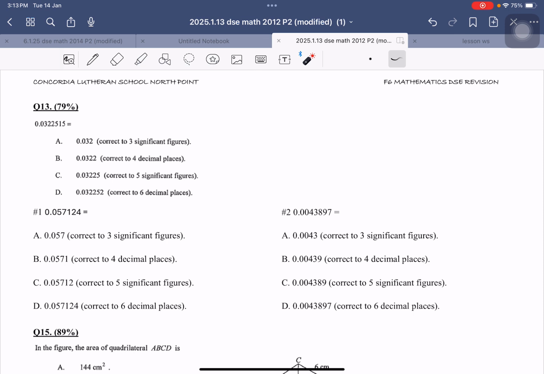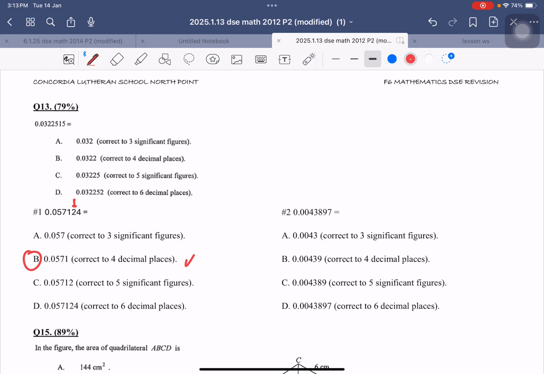B or D? If the answer is both of them, both are correct. Because this is 4 decimal places, isn't it? 4 decimal places is actually correct, and then we look at the 5th one, it's 2. So this is actually correct. You can do that in DSE. There's no such thing as a choice in DSE. I made it on purpose.